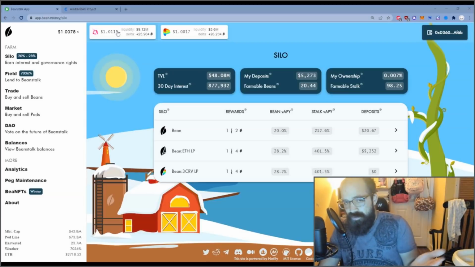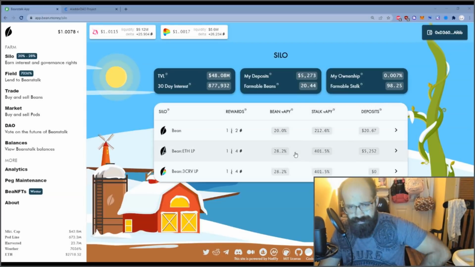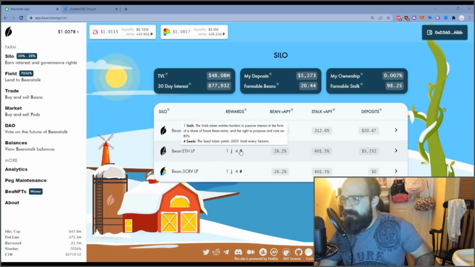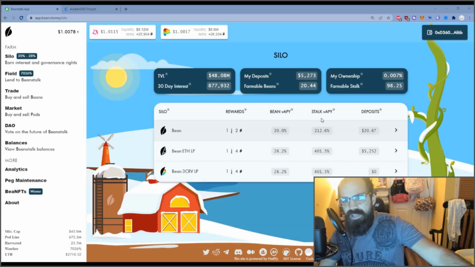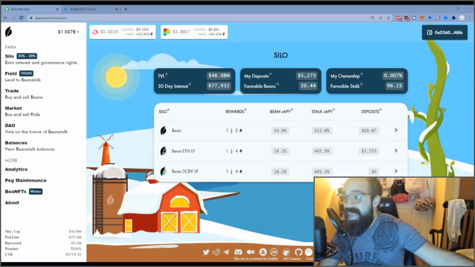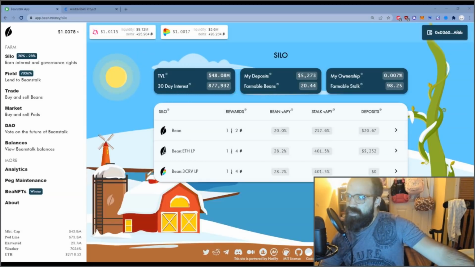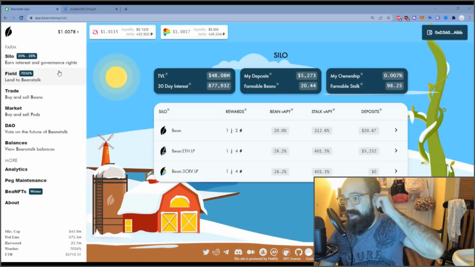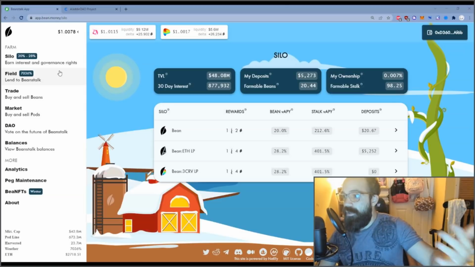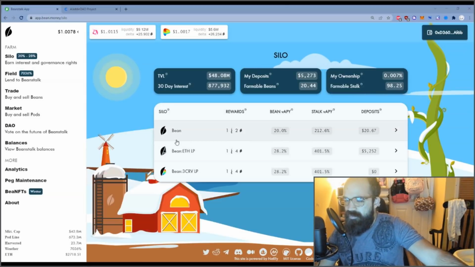And who do you mint those to? You mint those to the stockholders in this case. So it's a very simple mechanism. Stock can be thought of as similar to T-share in this instance, but there is a major difference, and that's what we're going to talk about first in the silo. The silo is where you would go to long Bean and Bean LPs.